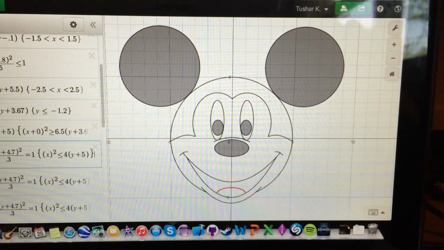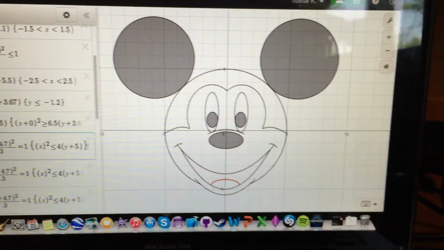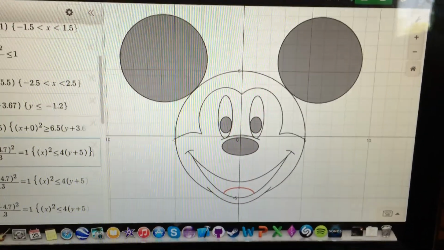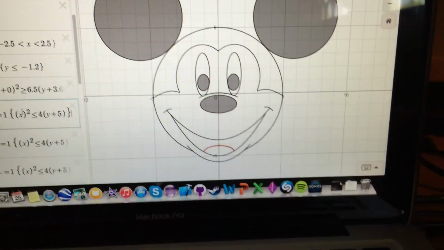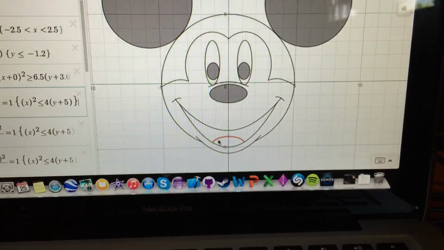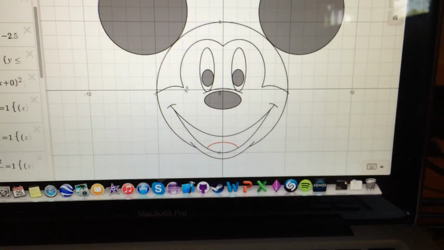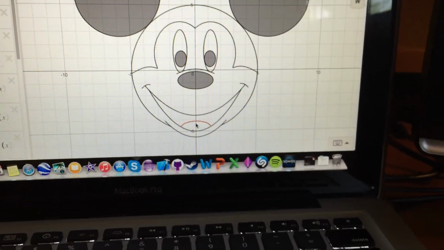This is Tushar from period 2, and this is my reflection for the Conics section project. The two equations I'm going to talk about for the Mickey Mouse that I graphed are the equations for the tongue and the equation for the chin of the Mickey Mouse. So I'm going to start off with the tongue first.